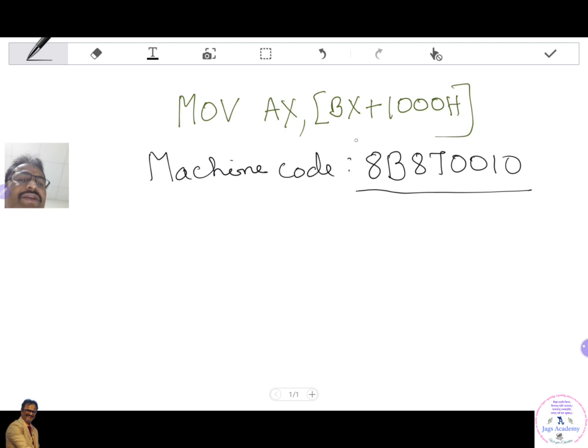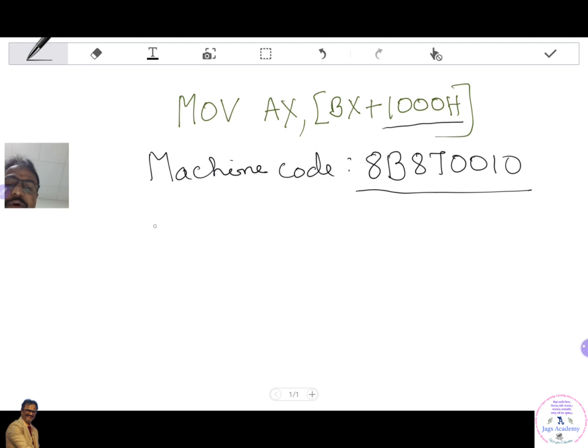Now see what this instruction does. It copies the content of the memory location with the offset address equal to the content of BX plus the displacement 1000h. Here there is a memory read happening, that is, a memory read of data. Now let us see how many machine cycles it requires.